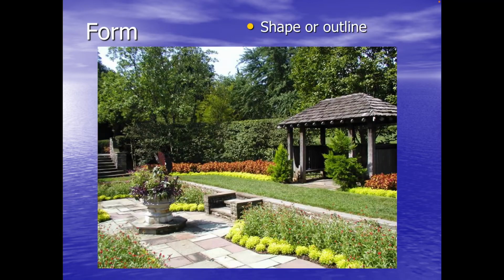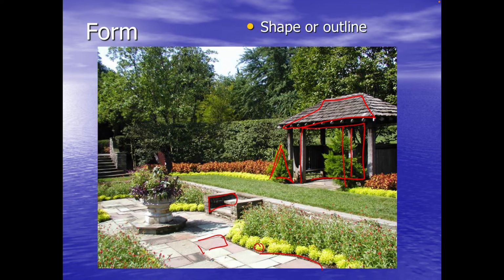Form is the shape or the outline of something. So let's take a look at this picture and look at the different forms that we have. We have some triangles. We have close to a rectangle. Here's rectangles here. We've got rectangles here. We technically have rectangles here. We've got rectangles here. But we've got also these curves.